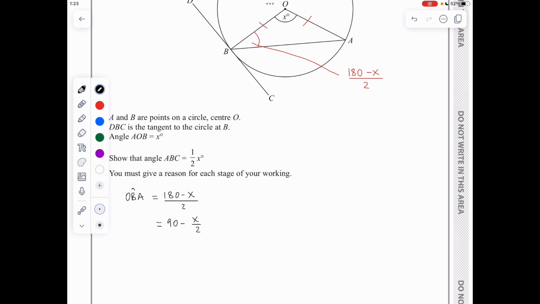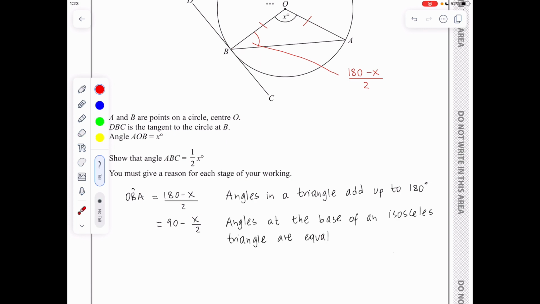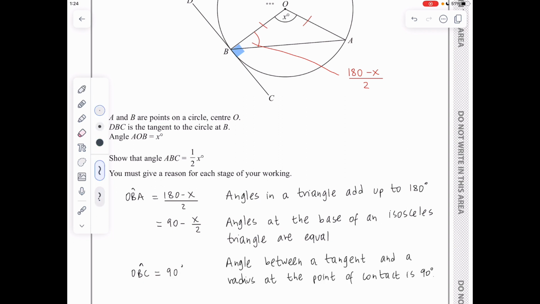A rule of thumb says that for every new number that appears, we need to provide a reason. And we've got the 180 appearing here, and that's because the angles in a triangle add up to 180 degrees. And the over 2, it's because angles at the base of an isosceles triangle are equal. We then note that the angle OBC here, it's the angle between the radius and the tangent. It's a 90-degree angle, and therefore we can state that OBC is 90 degrees. And the reason is that the angle between a tangent and the radius at the point of contact is 90 degrees.